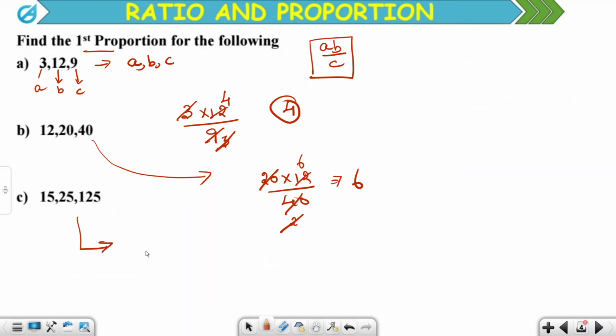Here, what will be the first proportion? What is the value of A? 15. What is the value of B? 25. What is the value of C? 125. Now if I cancel here, this is 1 time and this is 5 times. Again, this is 1 time and this is 3 times. The first proportion for 15, 25, and 125 is nothing but 3. Okay, clear? So now I think you are able to find the first proportion.